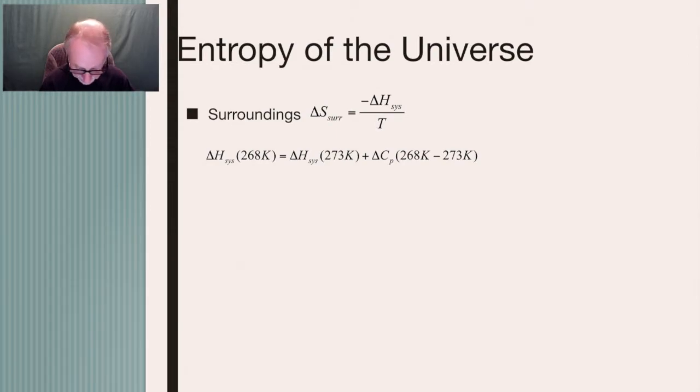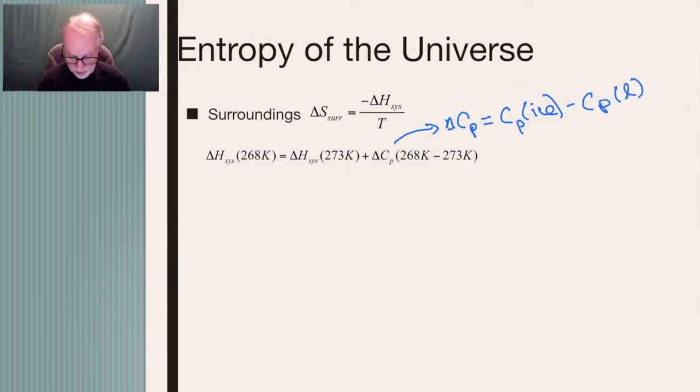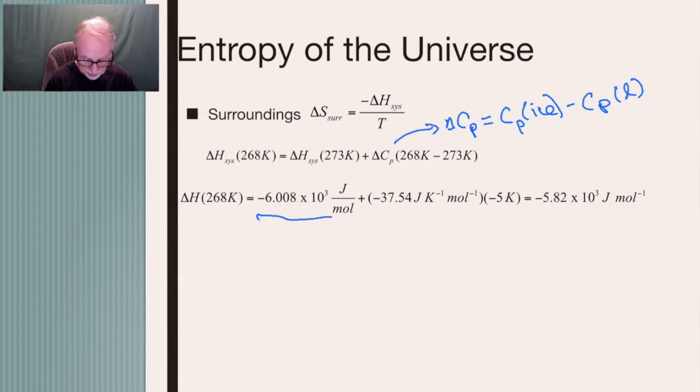Again, delta Cp, just to be specific here, is going to be the heat capacity of the ice minus the heat capacity of the liquid. So we just need these values to plug in. It just becomes a plug and chug equation. It's everybody's favorite kind of calculation. We just plug those numbers in. Here again is the enthalpy change associated with 273, the exothermic process. Delta Cp is negative 37.54.